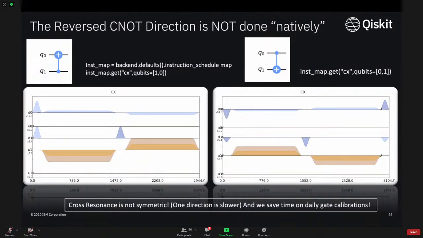Sometimes, depending on what you're trying to do with the hardware, being aware of the fact that the reverse direction of your C0 is sort of done through this Hadamard reversal can impact different gate constructions if you start to try and do gate engineering on our devices.